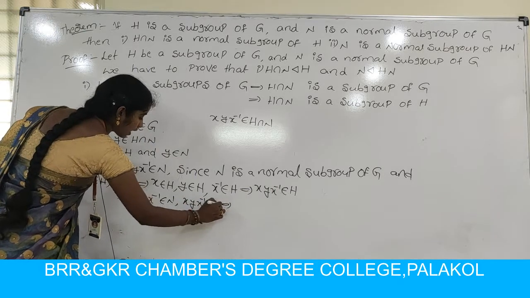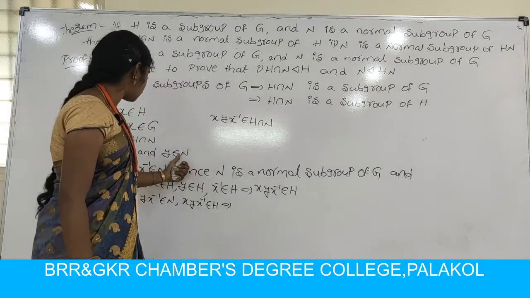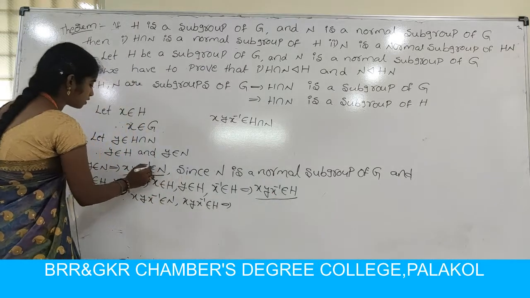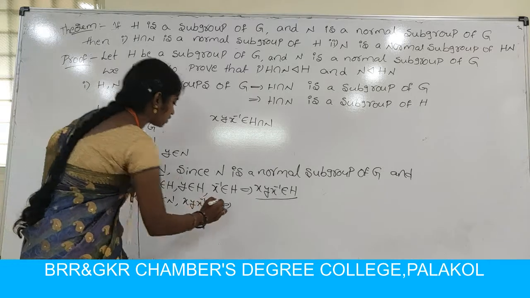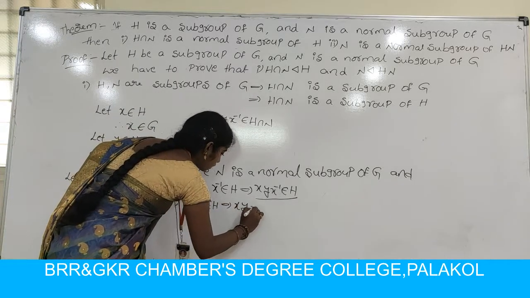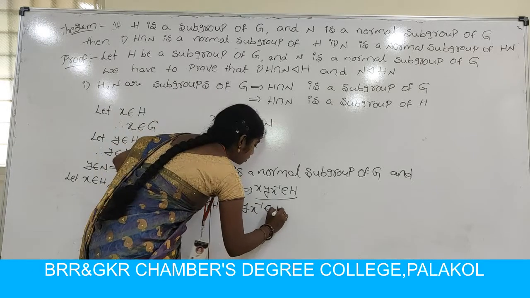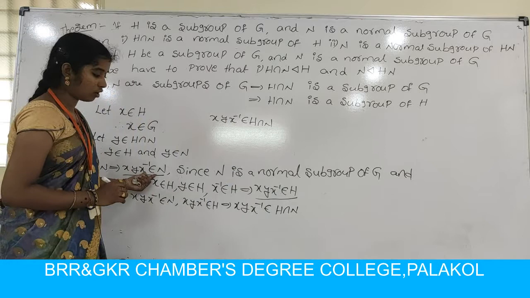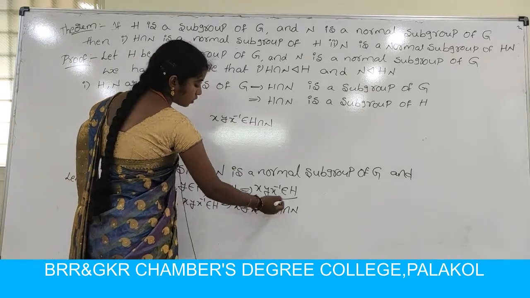So the common element in H and N is x y x inverse. That implies x y x inverse can be written as belonging to H intersection N. So that means x y x inverse belongs to H intersection N.